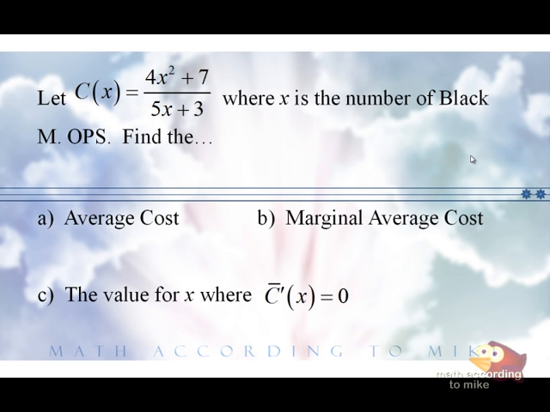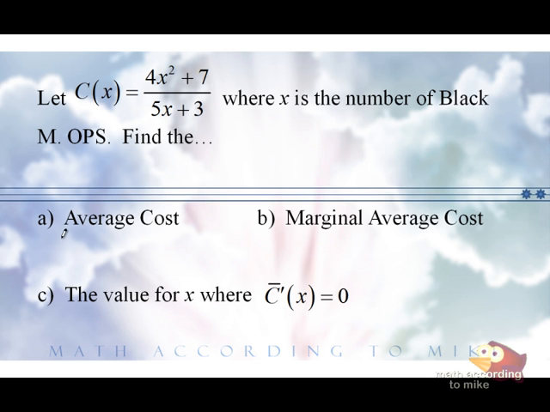Let C of x equal (4x squared plus 7) over (5x plus 3), where x is the number of black mops. Find the average cost, the marginal average cost, and the value for x where the marginal average cost is 0.